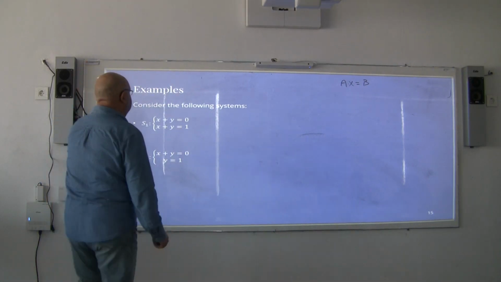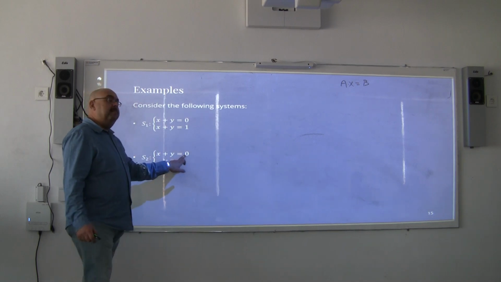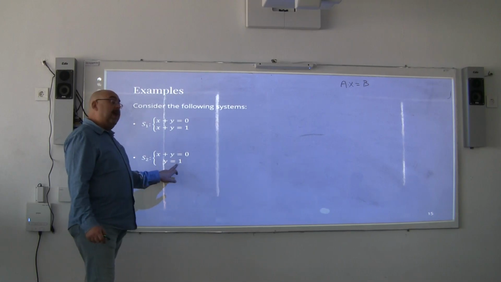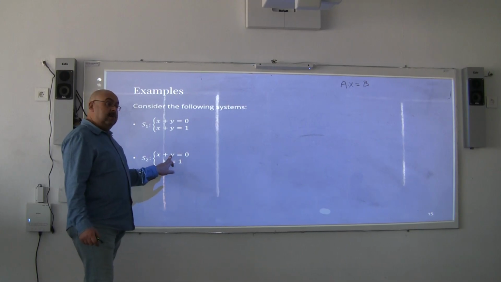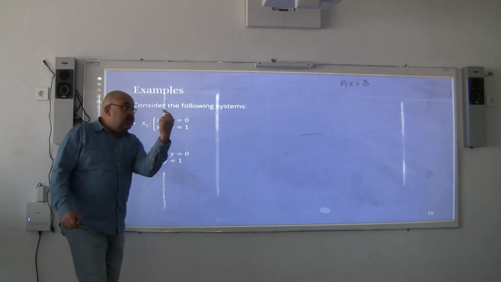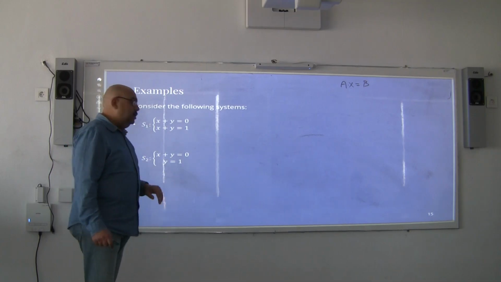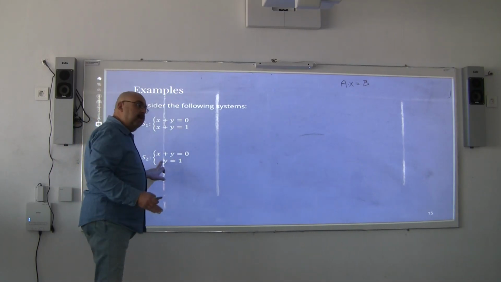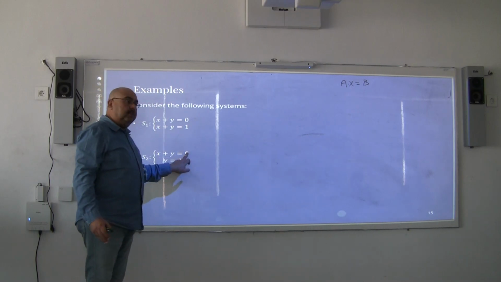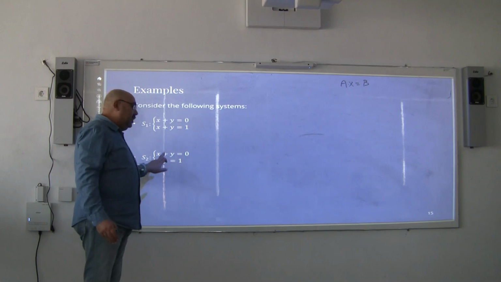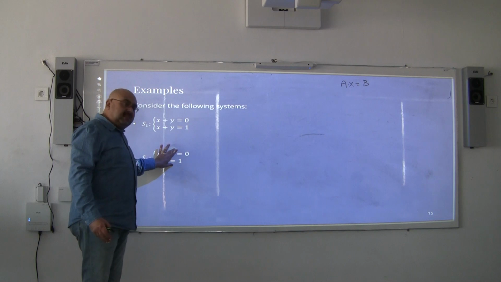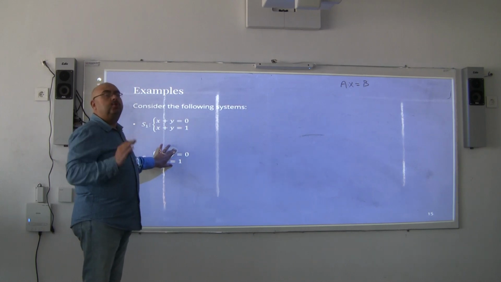Now look at this system. x plus y equals 0 and y equals 1. Since y equals 1, if I substitute here with 1, then x equals negative 1, which means this system has a unique solution. y must equal 1 and x must equal negative 1. If I get negative 1 plus 1, the result will be 0. With y equal to 1, left hand side equals right hand side. So that's a unique solution, or consistent with independent solution.